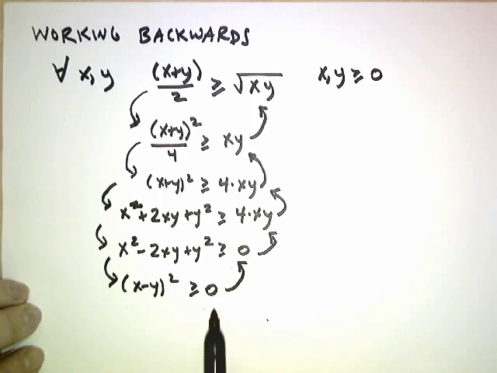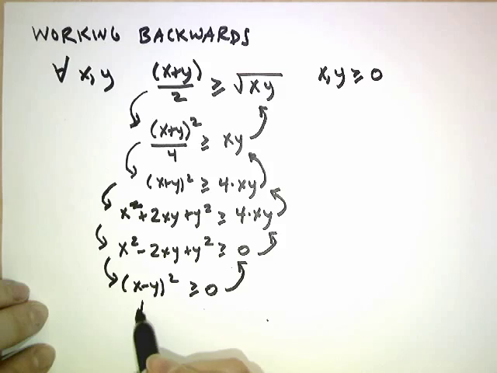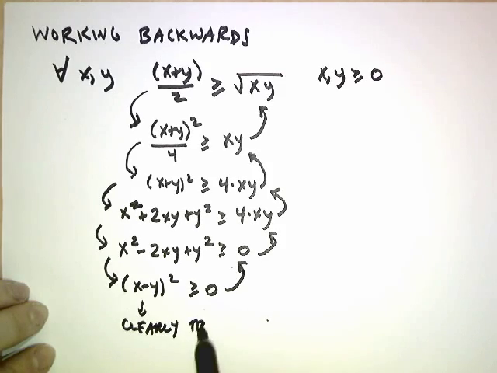Now look at the last line. (x minus y) quantity squared is greater than or equal to 0. This is obviously true, clearly true. Why? Well, any number squared is always greater than or equal to 0. x minus y is some number. I'm squaring it, so it's clearly true that it's greater than or equal to 0.